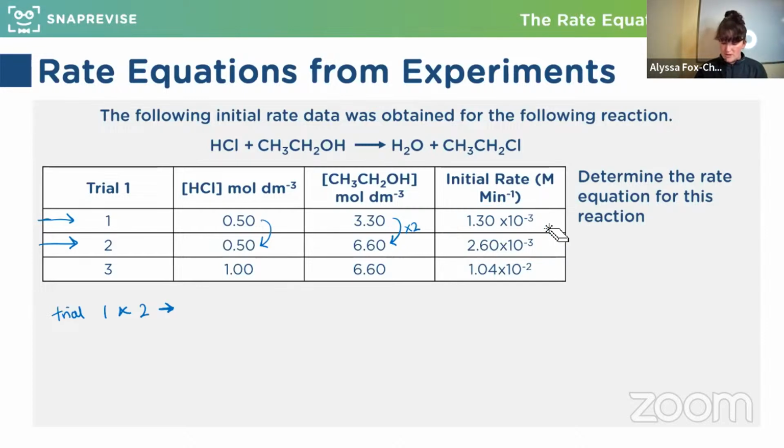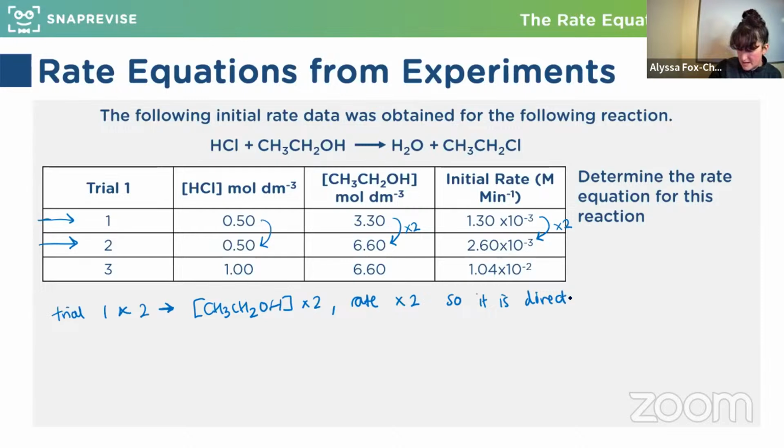What effect has that therefore had on the rate? What has happened to the rate? It's gone from 1.3 times 10 to the minus 3 to 2.6 times 10 to the minus 3. That has also doubled. Good. What did we say if there's a direct proportionality? What order is that? If I double one and the other one doubles, there's a direct proportionality. So what order is that? The concentration of ethanol has doubled. The rate has doubled. So it is directly proportional.